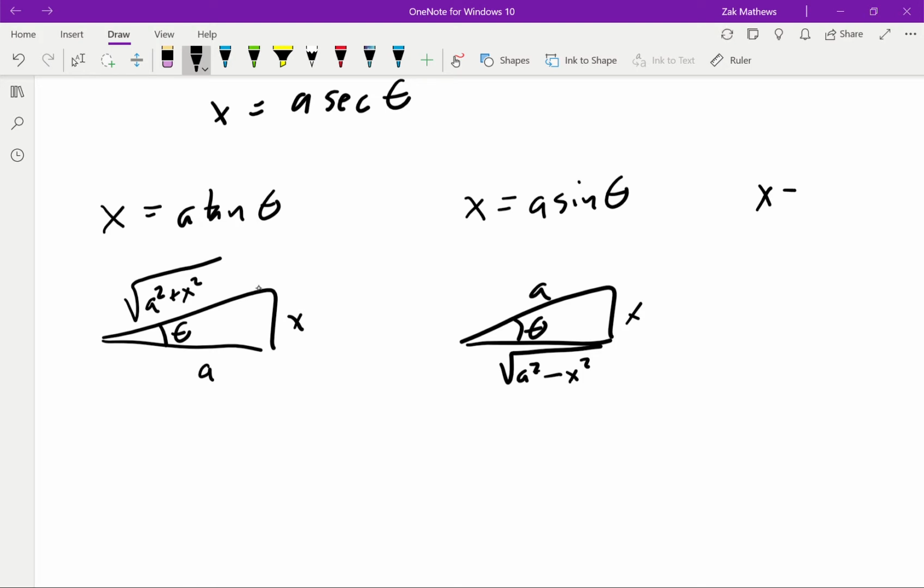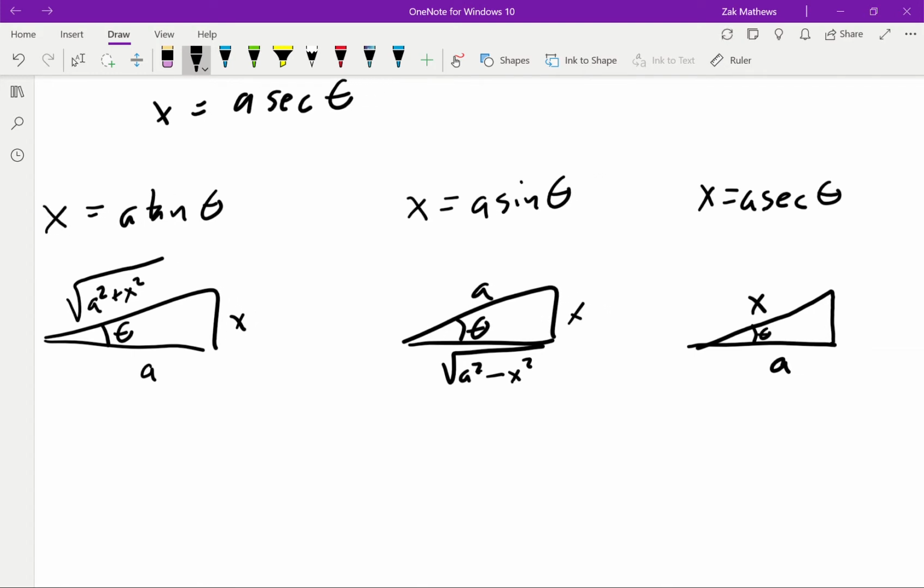And then the third case, remember, the third replacement I said we're most commonly going to be making is a secant theta. Let me try and make that a right triangle. For a given theta, secant is equal to x over a, meaning the hypotenuse is x and the adjacent is a, meaning the third side is the square root of x squared minus a squared.